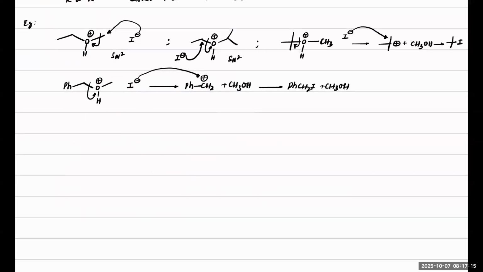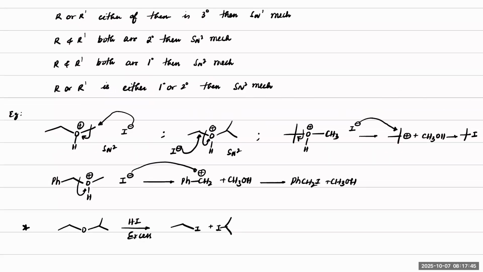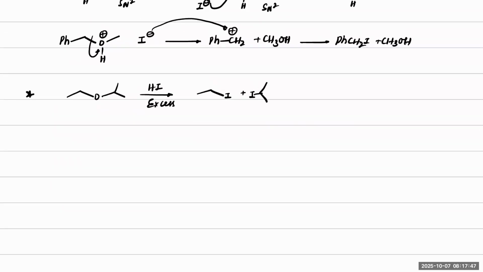Now, if HI is given in excess, suppose I gave you a reaction like this with HI in excess. What you will do is first get the normal reaction and then make sure everything converts into iodide. Everything should convert into iodide form. Now this is with HI. Whenever you have an HI reaction, just check this one. I think that should be more than enough.